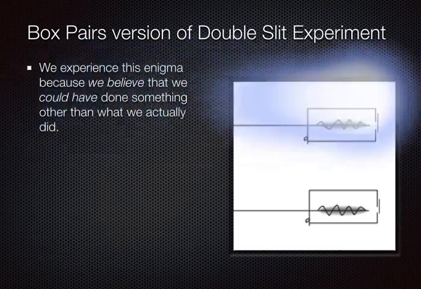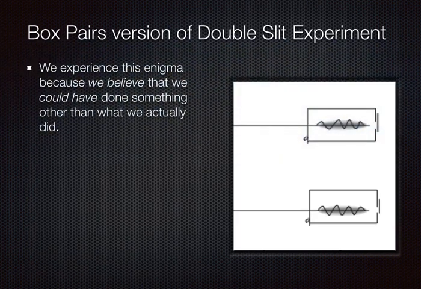Okay, I have a question for you. Yes? How did you open both boxes with no atom? Well, that's the one condition, is each box pair we do have either one whole atom in a box and nothing in another box, or we have a spread out atom within both boxes. So the whole enigma is experienced only because we believe that we could have done something other than what we actually did. That's the premise.